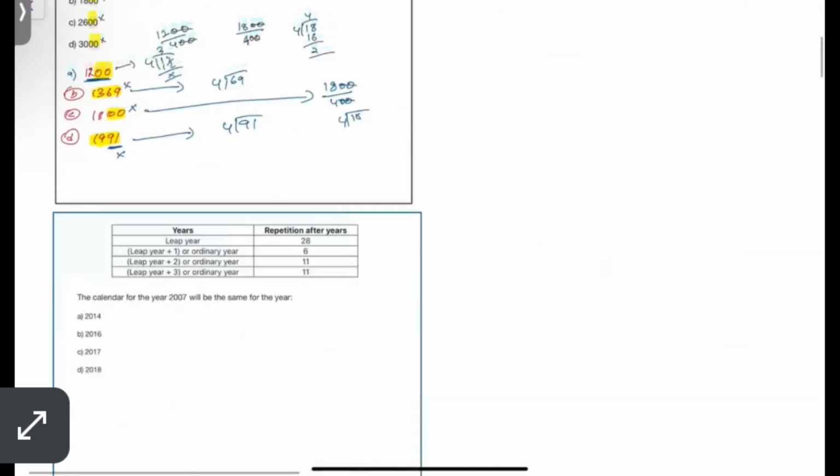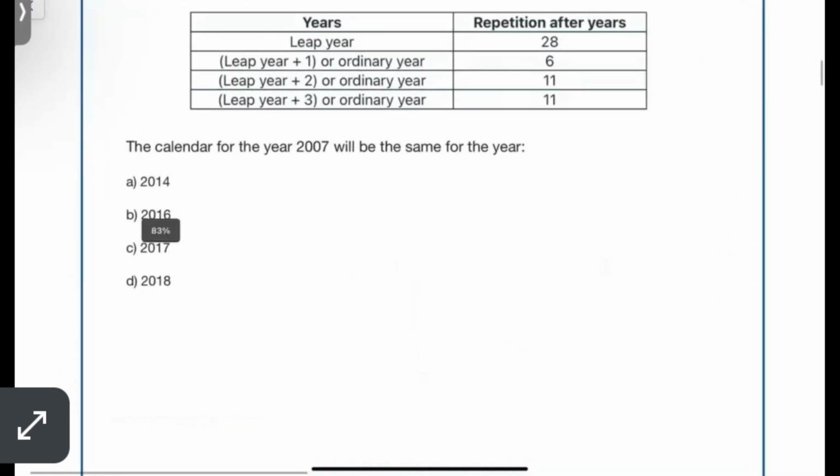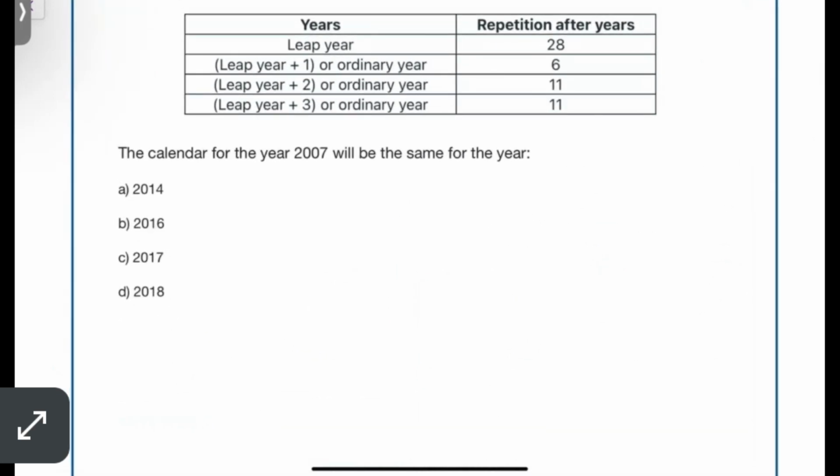Did I miss anything? Yeah. We see this kind of question in grade exams a lot as well. Repetition of year, repetition of calendar. So if you can memorize, it will be good. A leap year repeats in 28 years. Leap year plus 1 year: that means if this year is a leap year, next year's calendar will be repeated in 6 years. If this year was a leap year, then leap year plus 2 years will repeat in 11 years, and leap year plus 3 years, that means if this year was a leap year, after 3 years that calendar will repeat in 11 years.